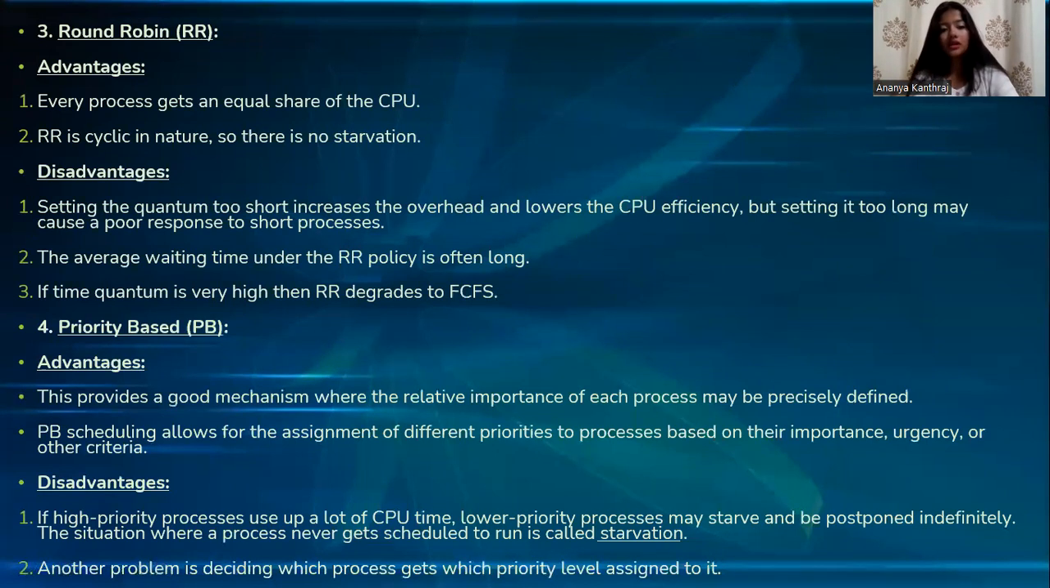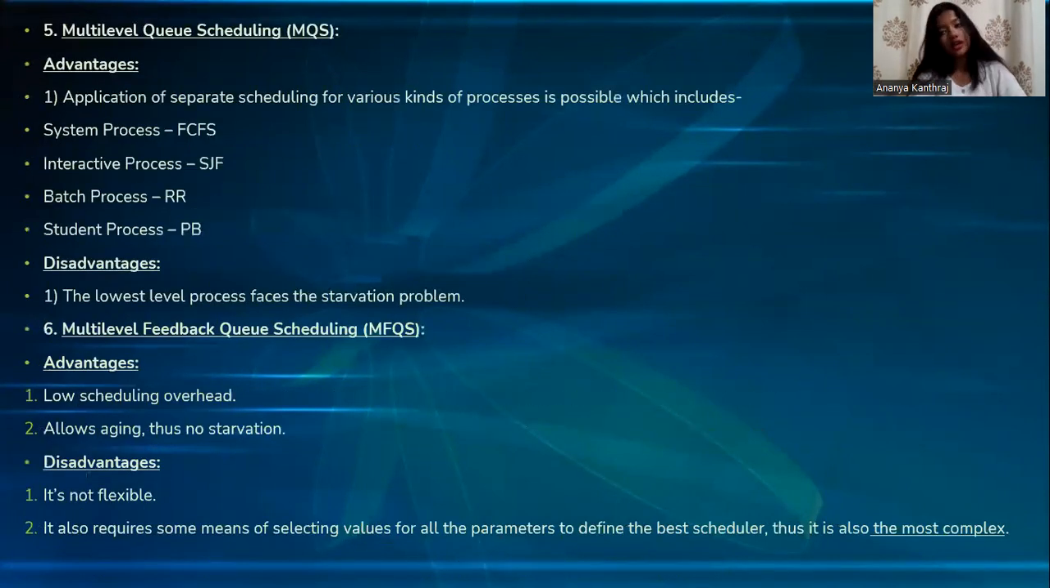The fourth one is priority based scheduling, whose advantages are as follows. It provides a good mechanism where the relative importance of each process may be precisely defined, and it allows the assignment of different priorities to processes based on importance, urgency, or other criteria. The disadvantage is that if a high priority process uses up a lot of CPU time, low priority processes may starve and be postponed indefinitely. The situation where a process never gets scheduled to run is also called starvation. Another problem is deciding which process gets which priority level assigned to it. That's another disadvantage of priority scheduling.